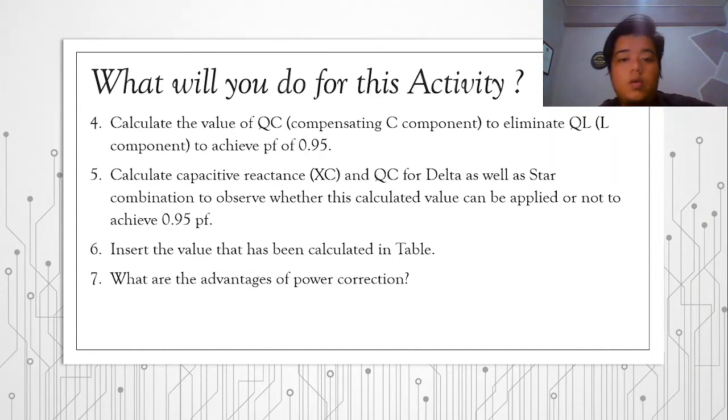Our task in this activity is to calculate the value of QC, which is a compensating component, to eliminate the QL component to achieve a 0.95 power factor. Then we calculate the capacitive reactance SC and QC for delta as well as star combination, to observe whether this calculated value can be applied to achieve 0.95 power factor. After we finish all the calculation, we insert the calculated values into the table given in the lab activity.